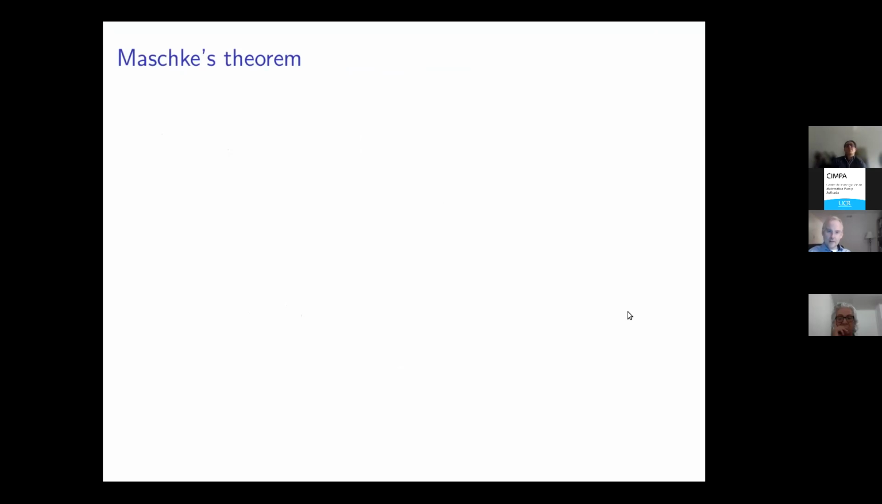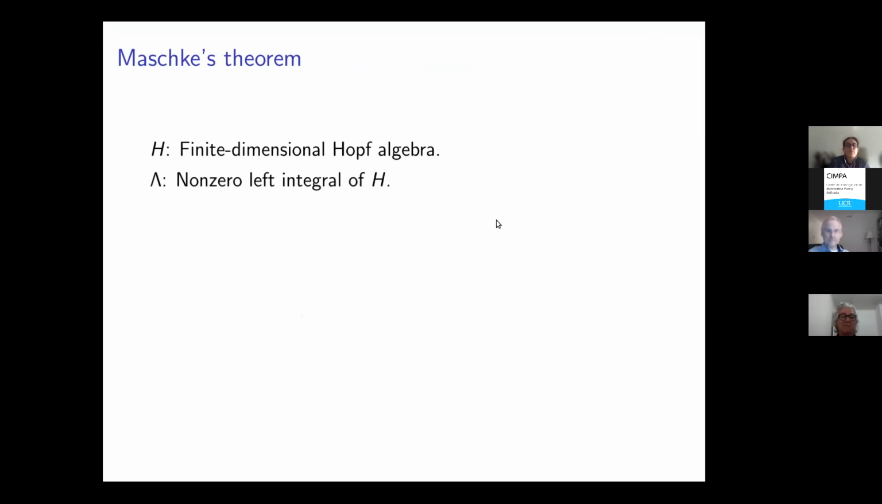Now there is a theorem that can be used to characterize semi-simple Hopf algebras. If I have a finite dimensional Hopf algebra, then I have just explained that there exists a non-zero left integral. And so Maschke's theorem says H is semi-simple if and only if the co-unit takes a non-zero value on this left integral.